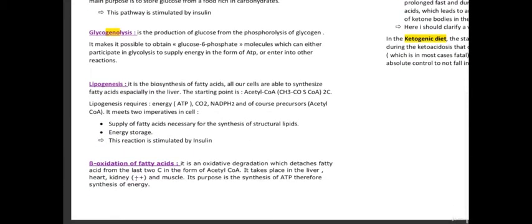Now let's go to beta oxidation of fatty acids. It is an oxidative degradation which detaches fatty acids two carbons at a time in the form of acetyl-CoA. It takes place in the liver, heart, kidney, and in the muscles. Its purpose is the synthesis of energy.